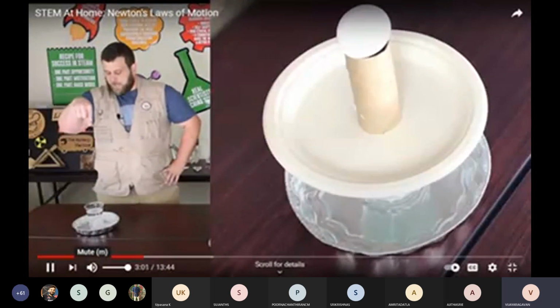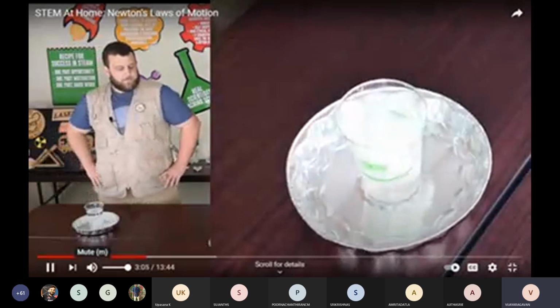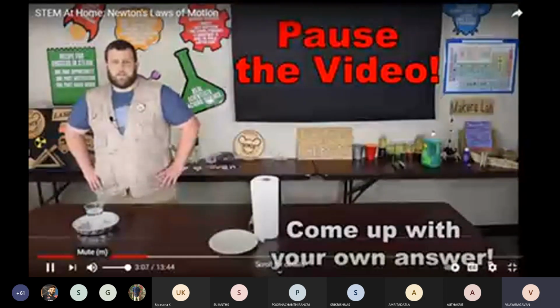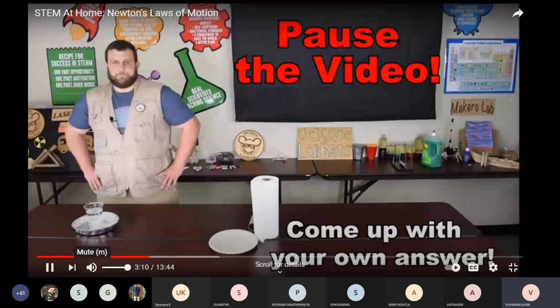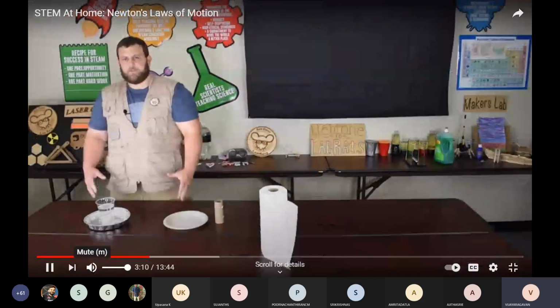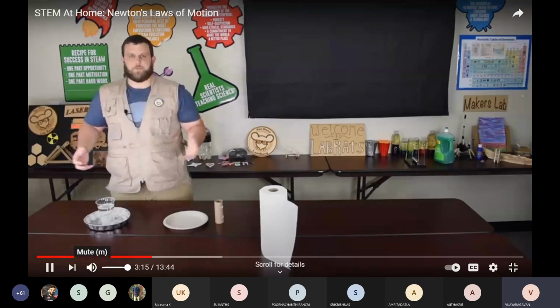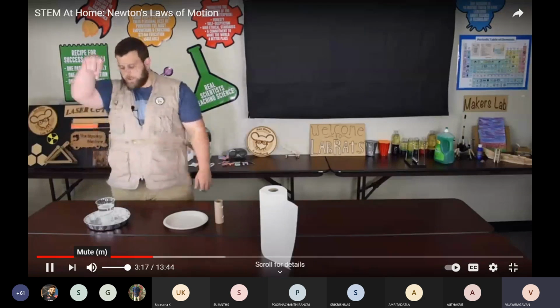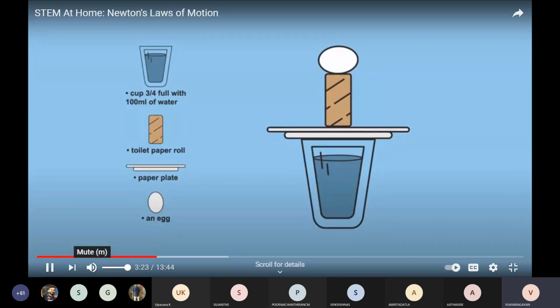Why do you think the egg fell straight down in my cup of water instead of flying left with the paper plate and TP roll? So it has inertia, it has mass, it has weight. The force applied to it was gravity, pulling it straight down into the cup of water. Well, this is a great example of Newton's first law of motion.